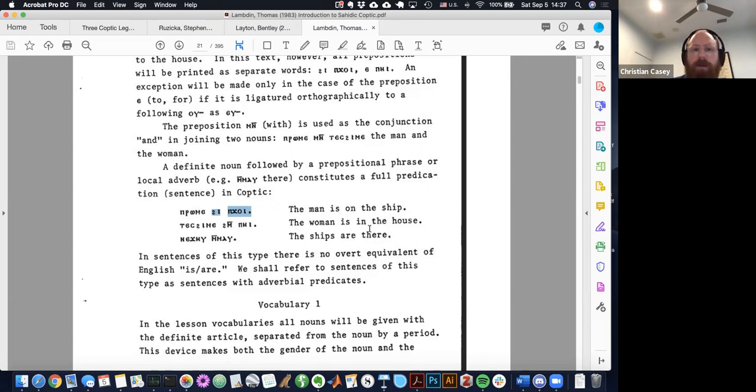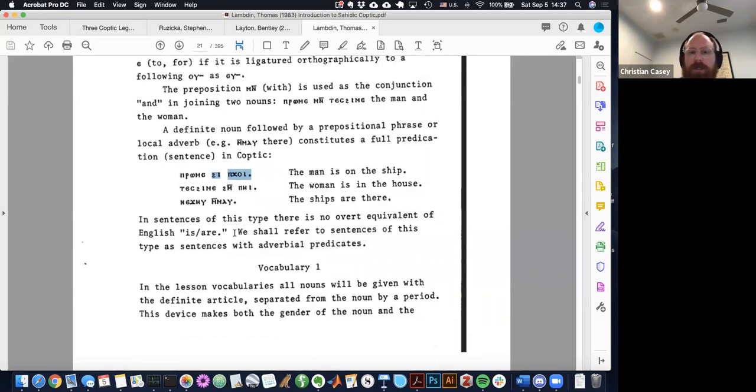So prome hijoy is the way Coptic says the man is on the ship, but literally it translates to the man upon the ship. There's no to be verb in that sentence anywhere. Teshime hempei, the woman is in the house. The word is does not occur in the Coptic sentence, literally the woman in the house. And in jumel, the ships are there. Again, no to be verb, it's just the ships there.